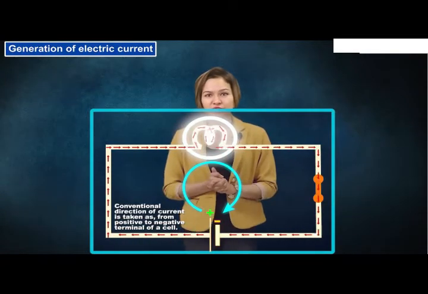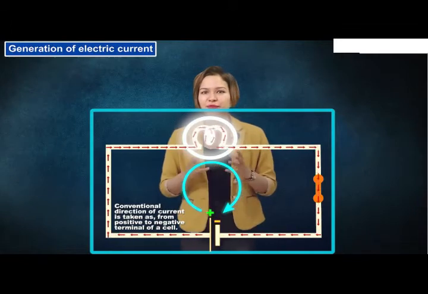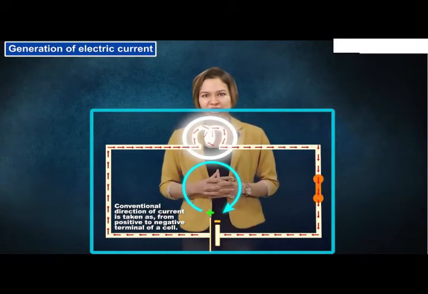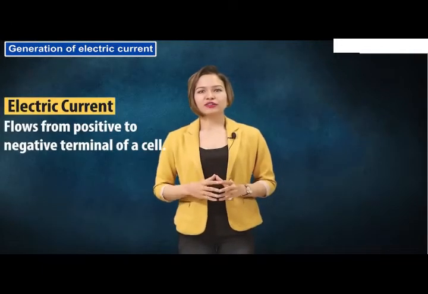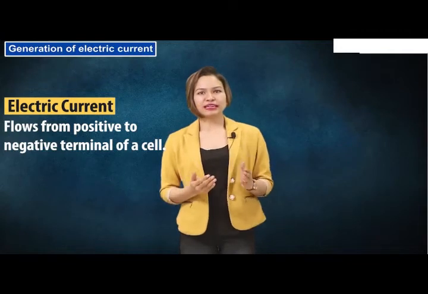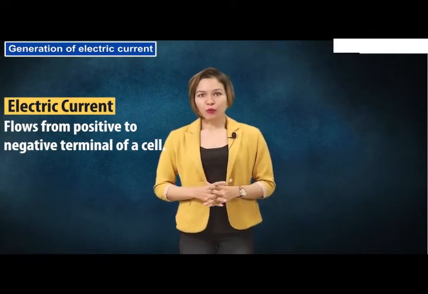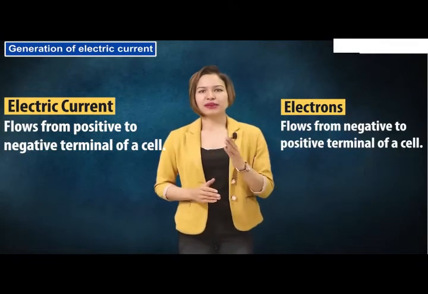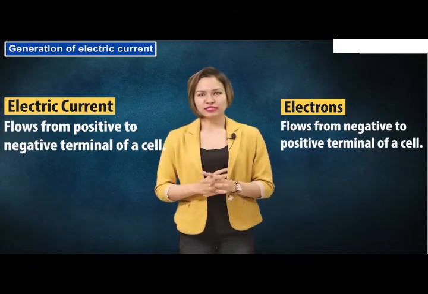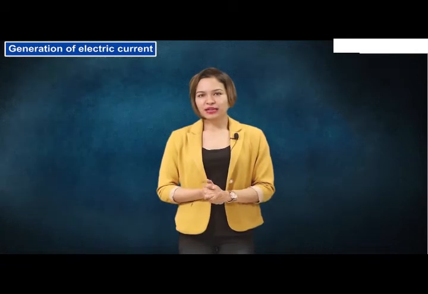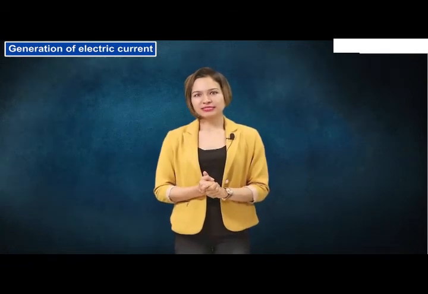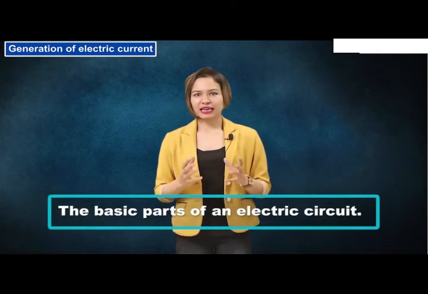So, the conventional direction of current is taken as from the positive to the negative terminal of the cell. And conventional current flow is the standard that most of the world follows, as the scientific community made no effort to change it. So always remember, electric current flows from the positive to the negative terminal of the cell, while electrons flow from the negative to the positive terminal of the cell. So with this, I end this module, and in our next module, we will discuss the basic parts of an electric circuit.